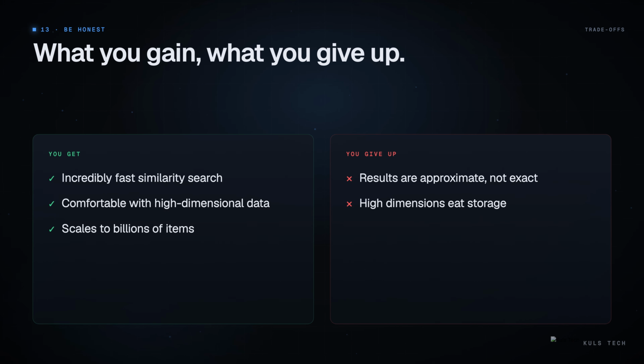So here's the one thing to remember. A vector database turns meaning into coordinates and turns similarity into a lookup. Embeddings go in, nearest neighbors come out, and it happens in milliseconds. That's the foundation underneath almost every AI product you've used this year.